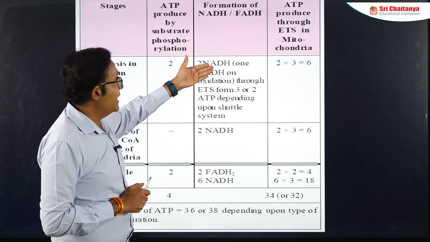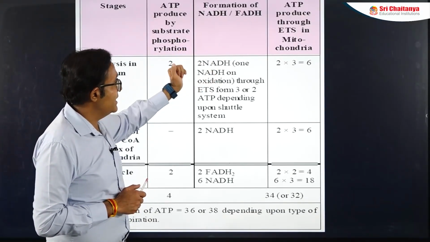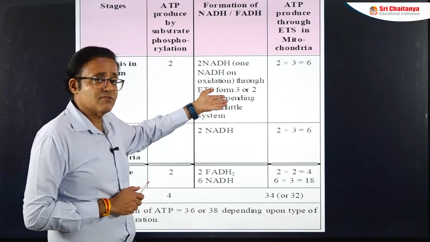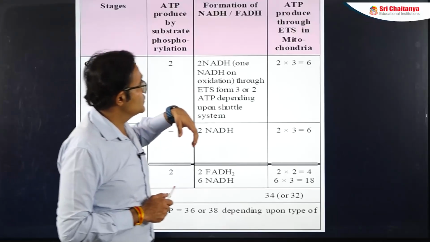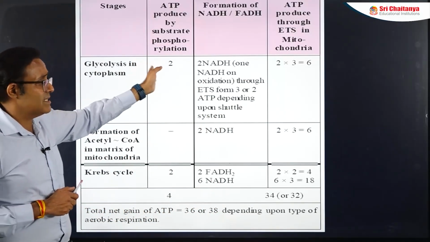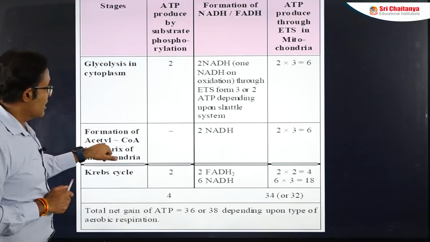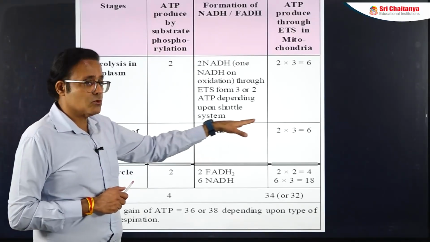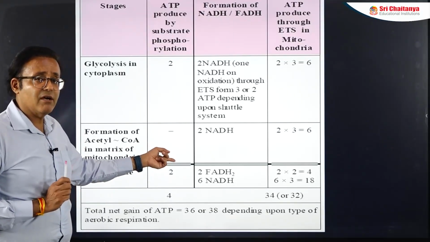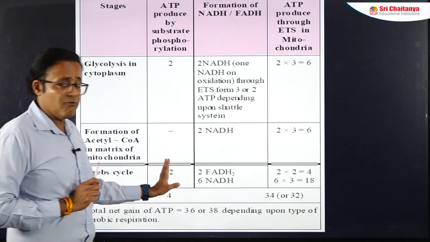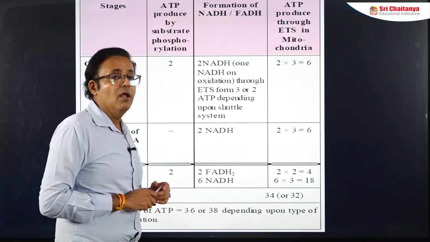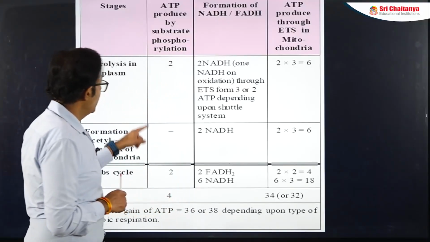Then through ETS, oxidative phosphorylation, that is NADH, we have 6 ATP, depending upon the shuttle, glycerol 3-phosphate or malate aspartate. This is how a total of 6 ATP is formed in glycolysis, including the ATP of SLP and ETS both. Then we have the transition reaction, we have 2 NADH, so a total of 6. Then the Krebs cycle, you know that in 2 rounds of the Krebs cycle, we have 2 GTP formed, that is 2 ATP, 2 FADH2, that is 4, and 6 NADH, that is 18, total of 24. So 34 or 32 here.